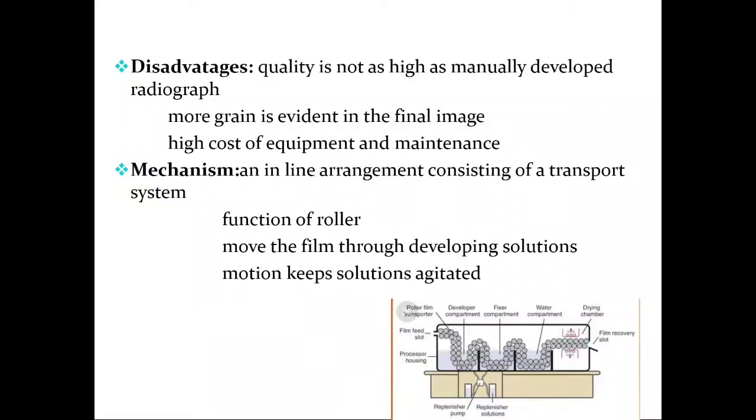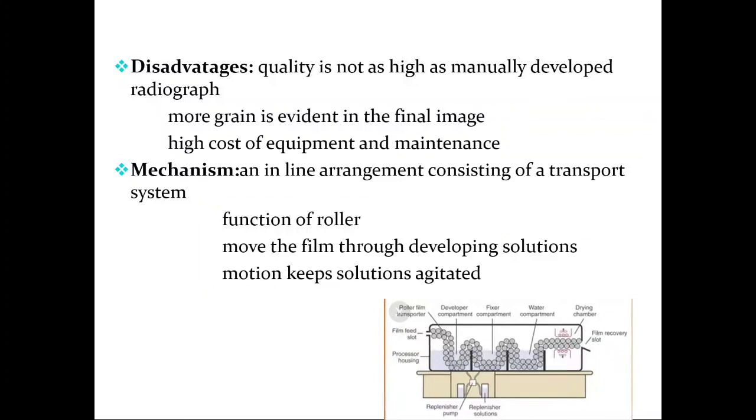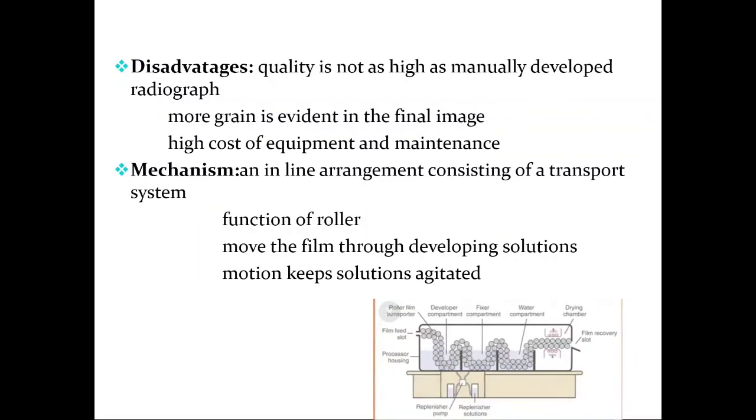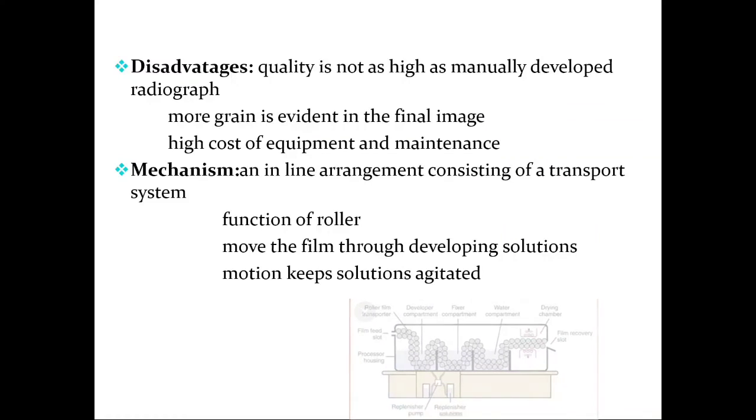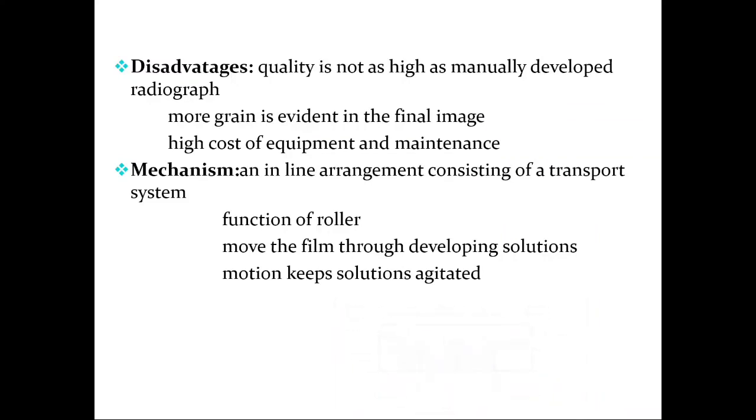In the manual method, there's a developing solution, then the water rinse, and then the fixing solution. This water rinse function is being taken up by the rollers that are found in the automatic film processing. So that is why in between the developing solution and the fixing solution, there is no water rinse in this. That is the difference between manual processing and automatic film processing.